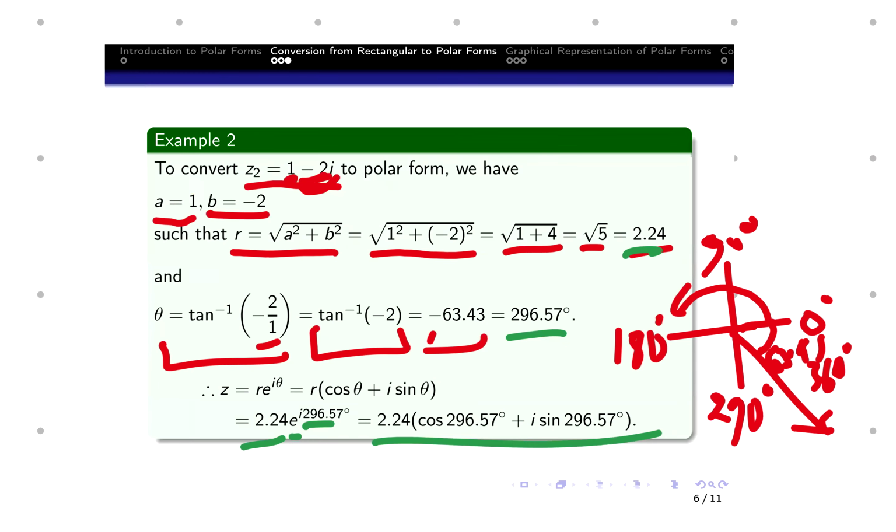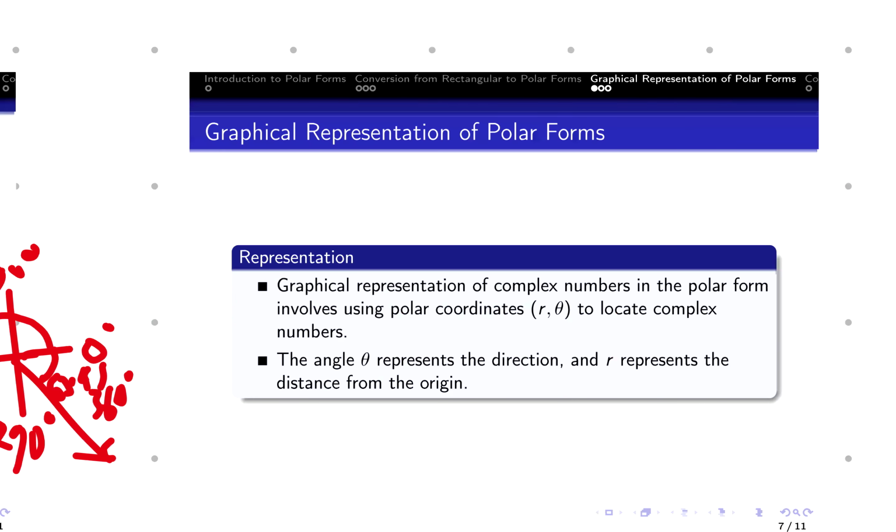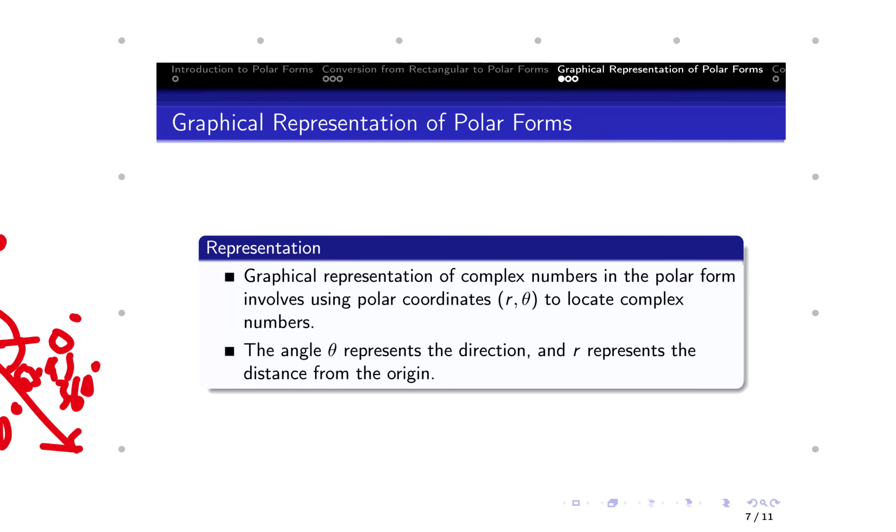So let's talk about the graphical representation of these things you have done just now. It's very good to see the graph of these things. So, graphical representation of polar forms, right? The graphical representation of complex numbers in the polar form involves using polar coordinates.